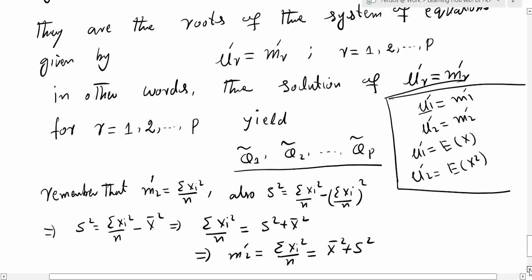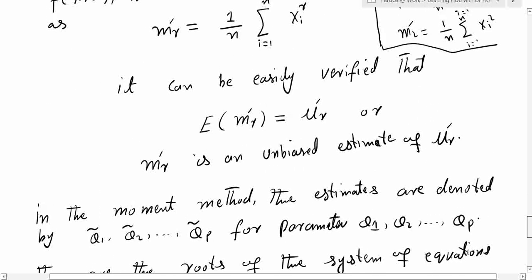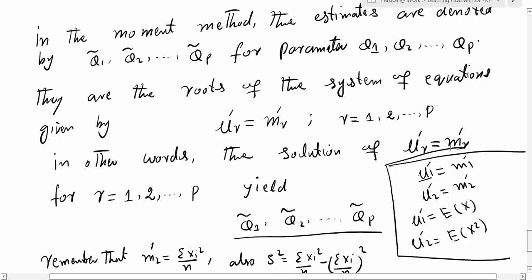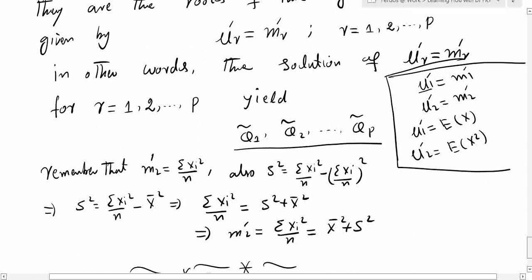Now I will explain the moments. We know that the first sample raw moment m1 prime is equal to 1 divided by n times the summation of x_i, which is equal to x bar. I explained the second moment at the end of this lecture, as you can see here.